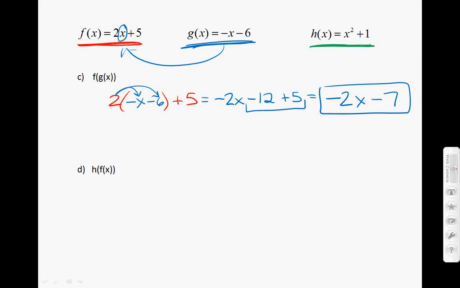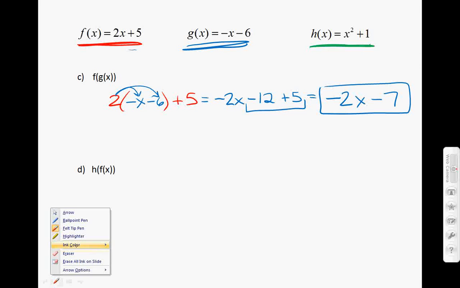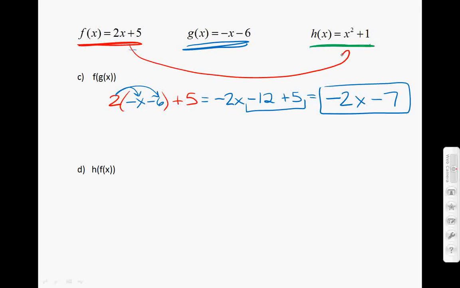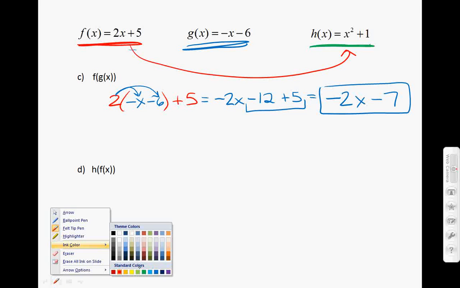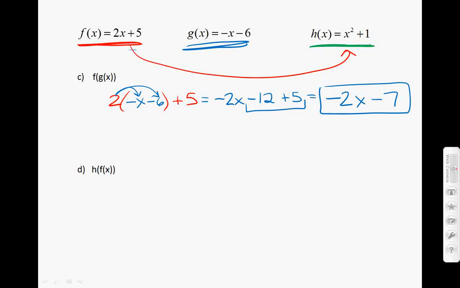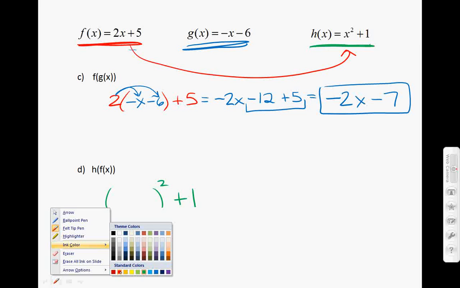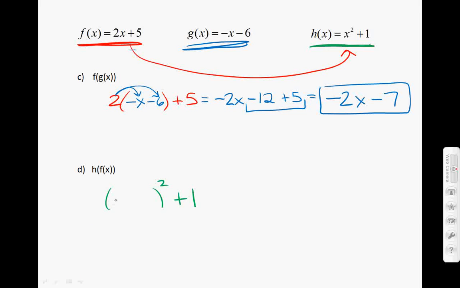Okay, let's try it again. H of f of x. Since f of x is on the inside, we're going to take f of x and insert it into the x on the h function. So my h function is x squared plus 1. So I replace the x with a set of parentheses. Instead of using x, I'm going to take the f function, which was 2x plus 5.